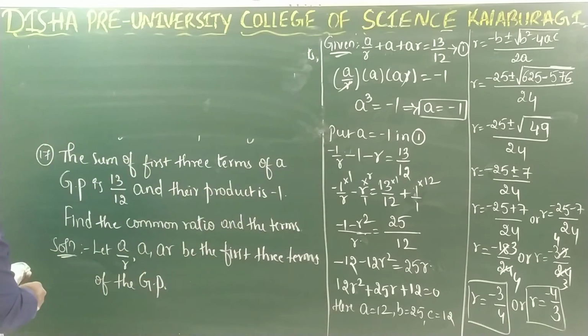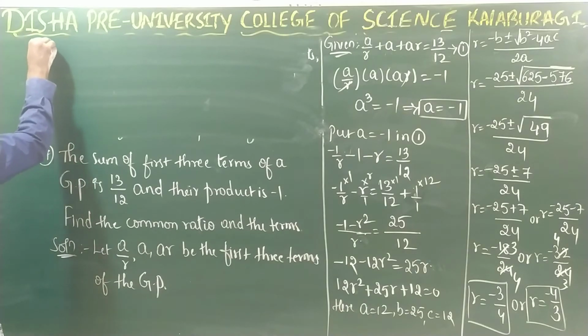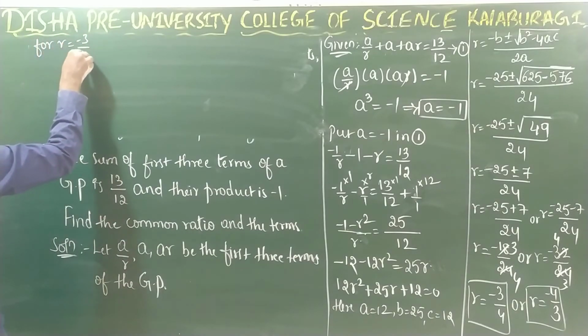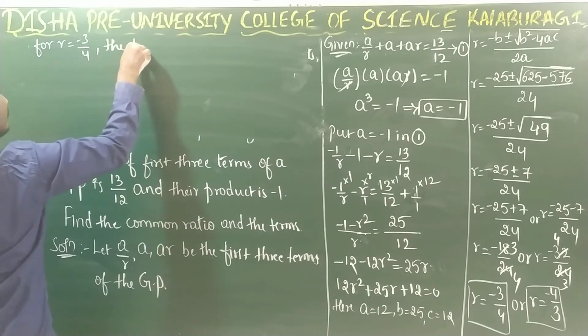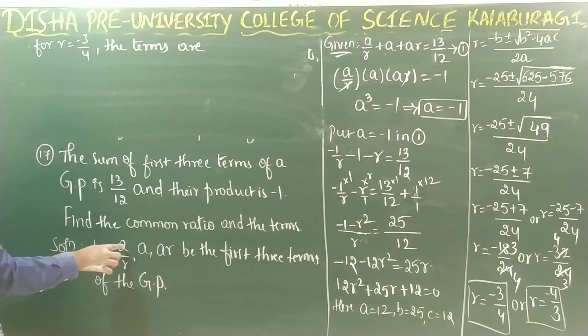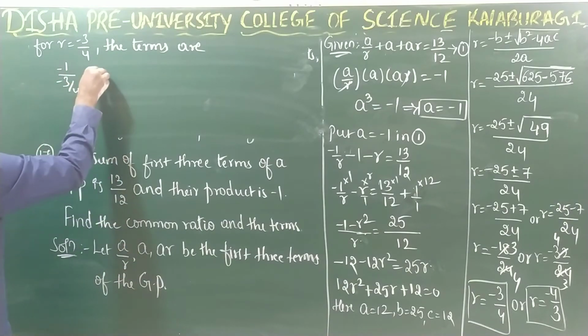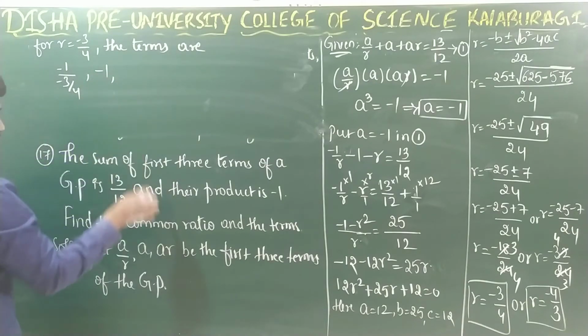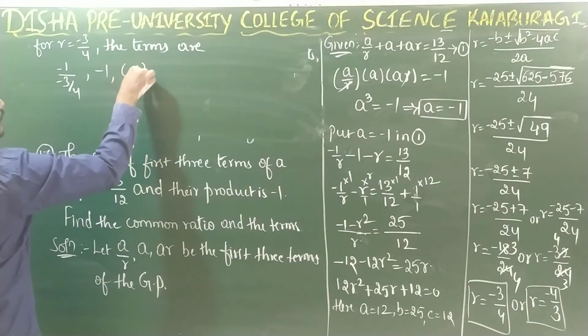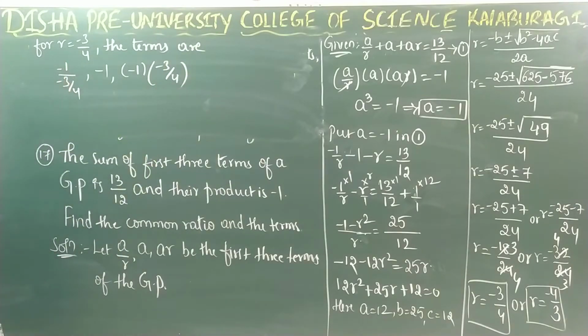First let us take R is equal to minus 3 by 4, right? For R is equal to minus 3 by 4, the terms are A by R, A, A R. What is the value for A? It is minus 1. So let us substitute here. Minus 1 divided by minus 3 by 4, comma. The value for A is minus 1. A into R: minus 1 into minus 3 by 4. Right? Minus minus will be plus.